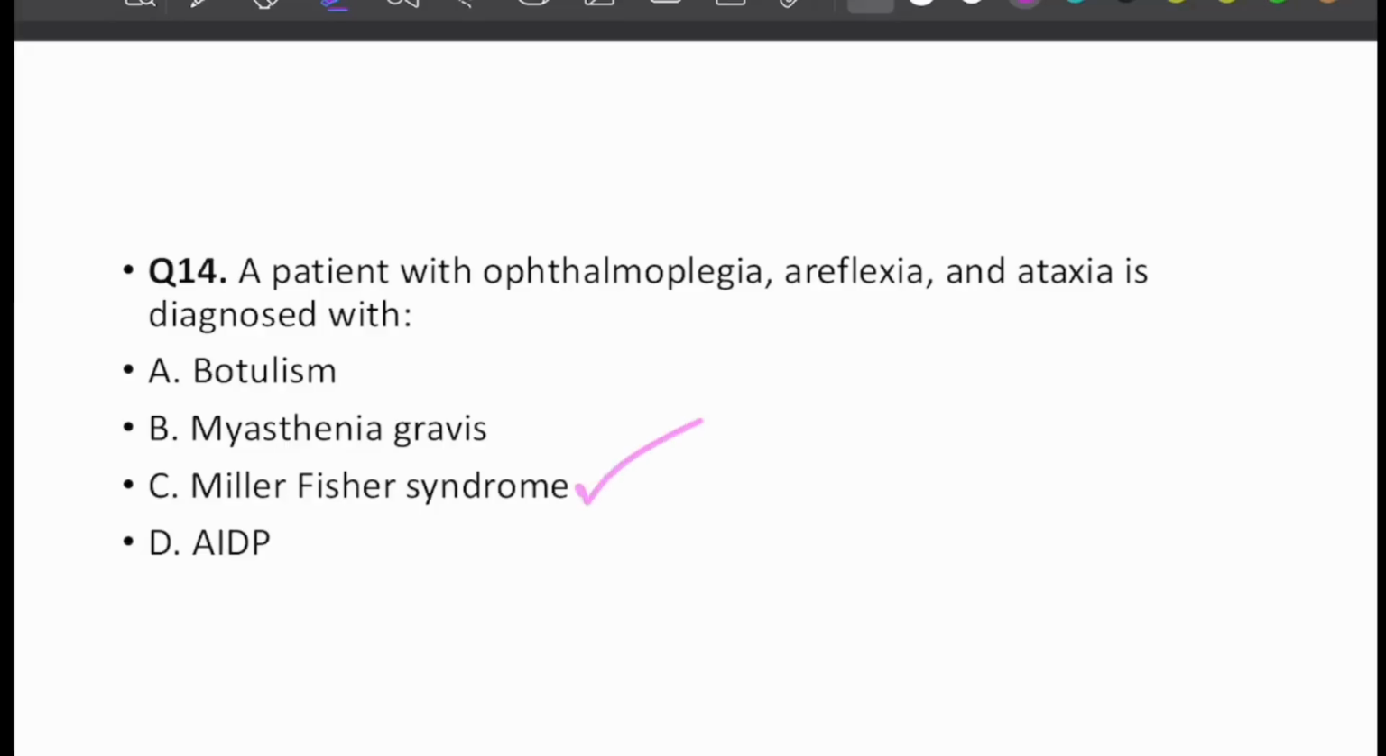We go to the next case. A patient with ophthalmoplegia, areflexia, and ataxia is diagnosed with. The answer is, of course, very clear. It is Miller-Fisher syndrome.